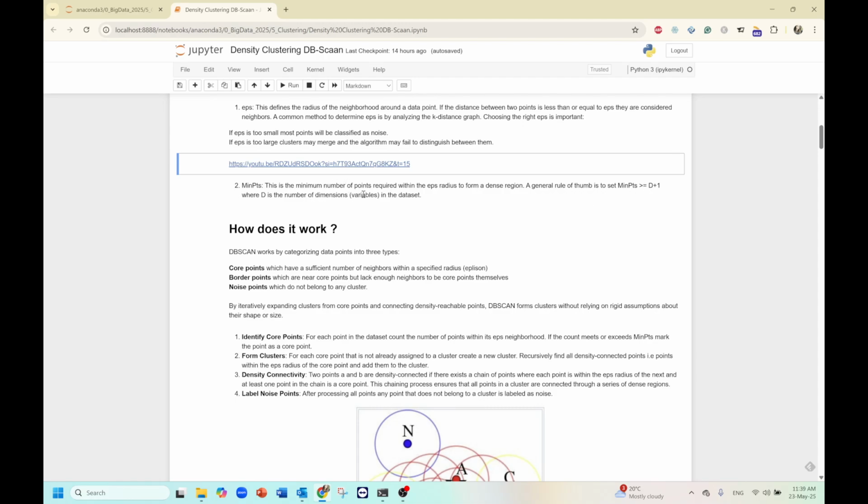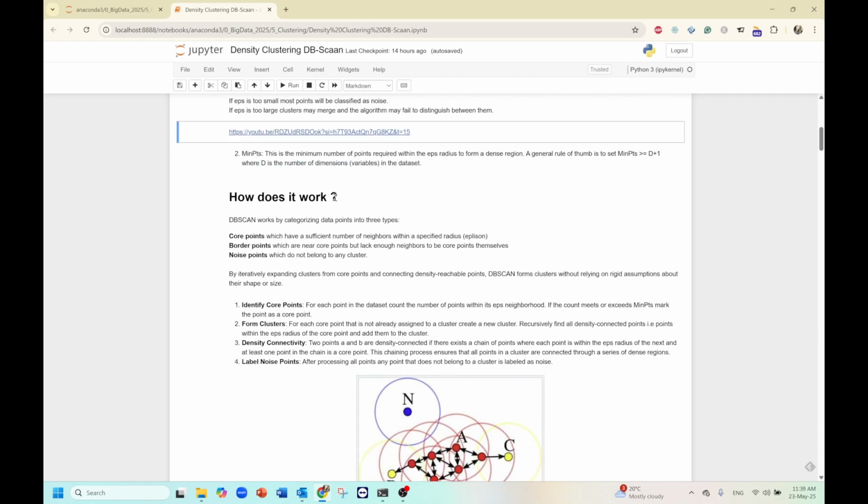A dimension is also, we refer to it as a variable, but in clustering and data analytics, we refer to each variable as a dimension, especially if we consider it as a vector. So minimum points should be at least the number of variables plus 1, equal or greater than. All right.